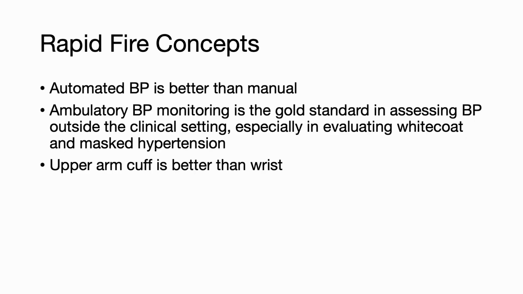Now let's discuss some rapid fire concepts. Automated blood pressure is better than manual. Ambulatory blood pressure monitoring is the gold standard in assessing blood pressure outside the clinical setting, especially when we're evaluating for white coat hypertension and mask hypertension. And of course, consider an upper arm cuff instead of a wrist cuff when monitoring blood pressure.